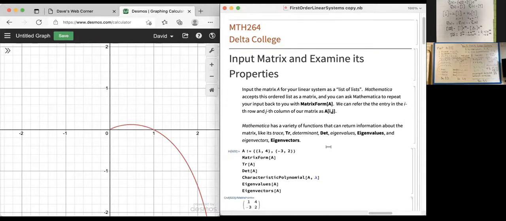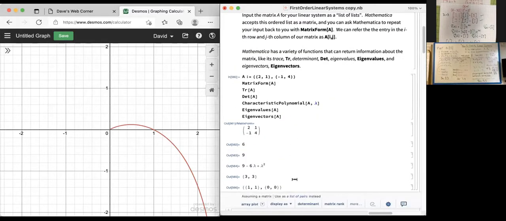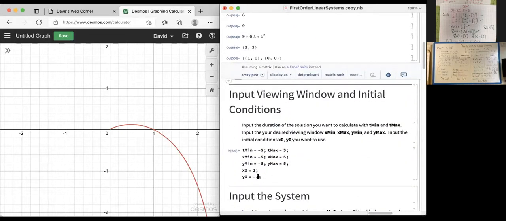And let's feed this matrix. This original matrix was what? 2, 1, minus 1, 4. And we feed it to Mathematica. Mathematica confirms all of our calculations. Notice it doesn't give us an almost eigenvector. I didn't ask for that. It gives us the eigenvector of 1, 1, and then it gives us 0, 0 for another eigenvector. In other words, it failed to find a second eigenvector. Initial condition was 1, 0.